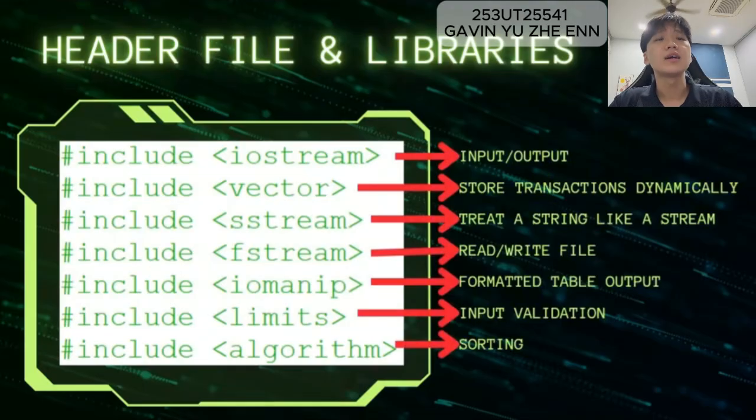For the header file, we include 7 libraries to support different functionality. These libraries allow us to handle input and output, store data dynamically using vectors, read and write files, format table outputs, validate user input, and sort the transaction records. When all these libraries are combined together, it helps to ensure the system runs smoothly and safely.